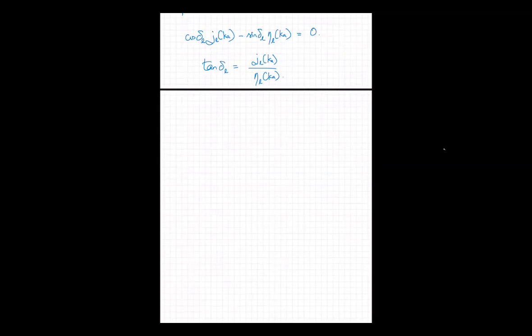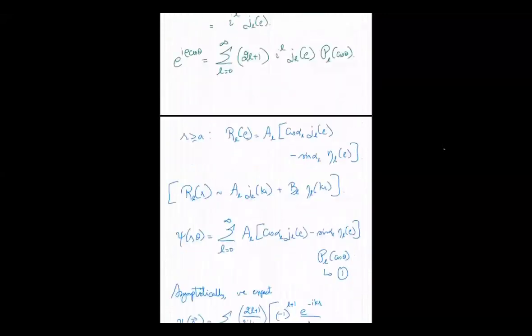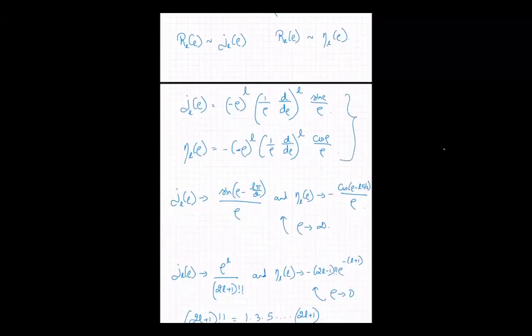So let us look at the L equal to 0 partial wave. At L equal to 0, tan delta 0 is J_0 of ka divided by eta 0 of ka. But you know exactly what J_0 of ka and eta 0 of ka are. For L equal to 0, the Bessel functions are quite simple. J_0 is simply sine ka divided by ka, and eta 0 is minus cosine ka divided by ka. One way to see this is by looking at the general formulas for the spherical Bessel functions, which we have written here, and putting in L equal to 0.